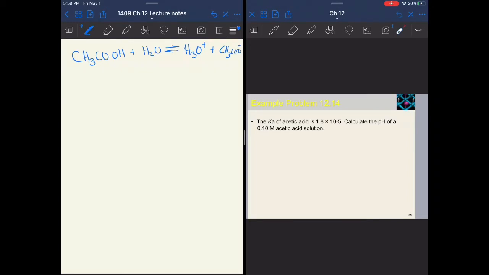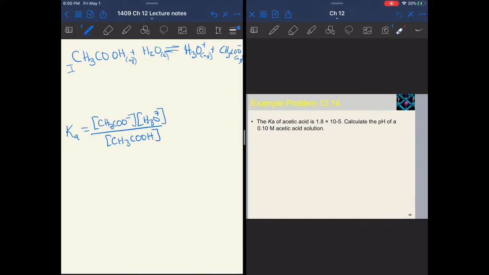We also can write our Ka expression. Water is a liquid, that's really important to recognize. Everything else is aqueous. And so when we fill in our Ka expression, it's going to be CH3COO minus times H3O plus over CH3COOH. All right. Okay. Now for our ice table.